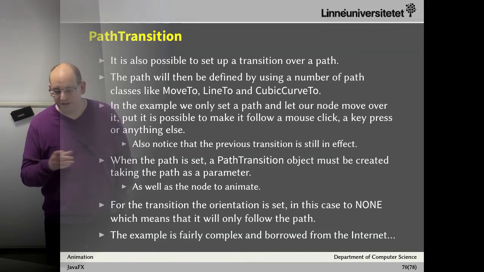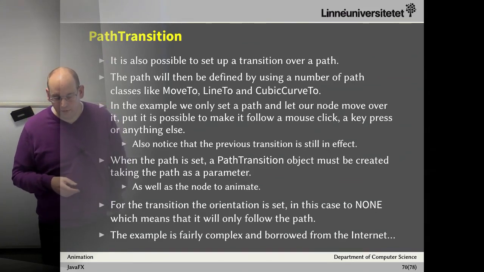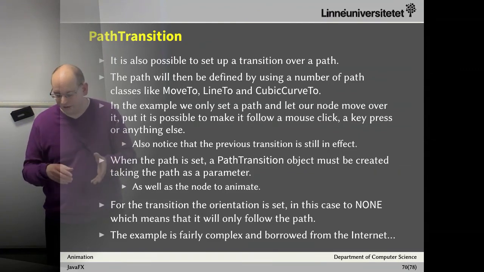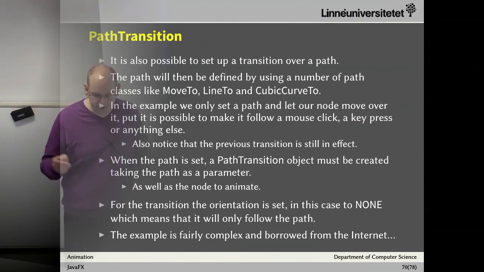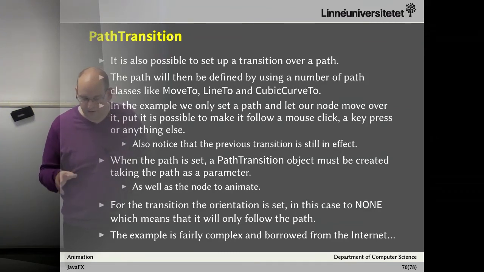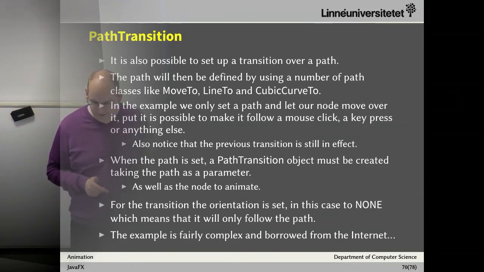And we have a number of ways of defining this path with move to, line to. I borrowed this from the internet somewhere. No, a book, I think, actually. Cubic curve to, and so on. And it will go something like this, and then a soft angle at the end.